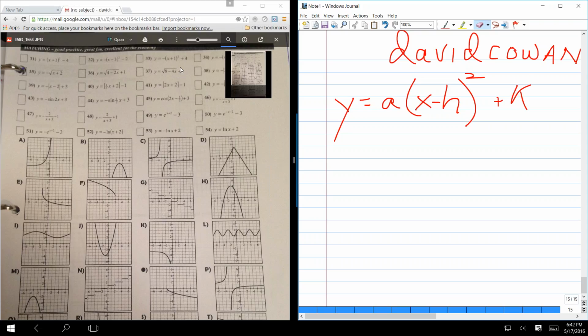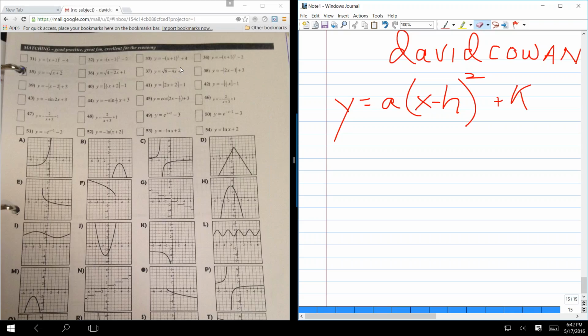So the vertex is where? At -1, +4. Or no, negative. And positive. Up or down? It would be facing down. Which letter? So, -1, H. Correct.